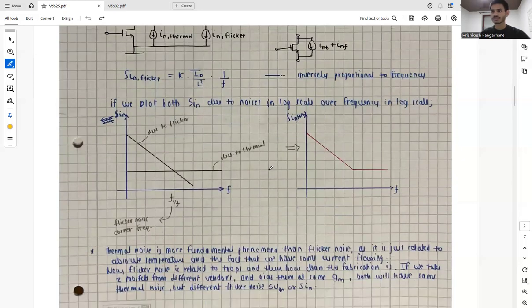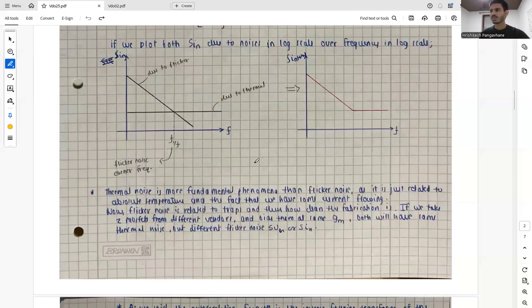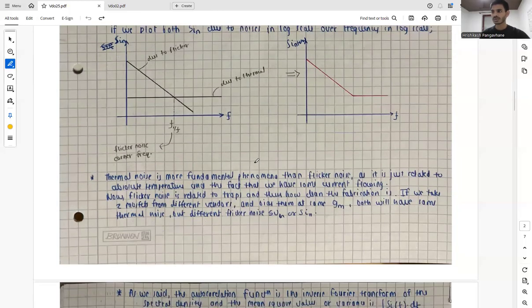Now the thermal noise is a more fundamental phenomenon than the flicker noise, as it is just related to the absolute temperature and the fact that we have some current flowing. Flicker noise is related to the traps, and thus to how clean the fabrication is. If we take two MOSFETs from different vendors and bias them at the same gm, both will have the same thermal noise, but very different flicker noise. So this is the case.